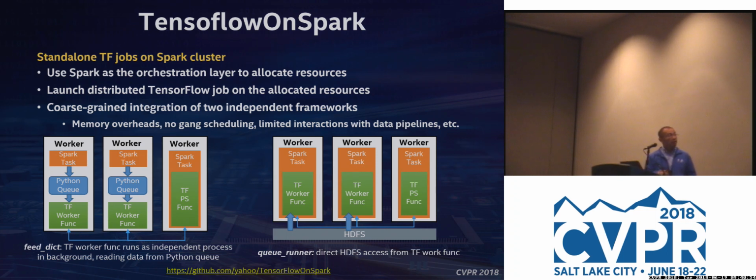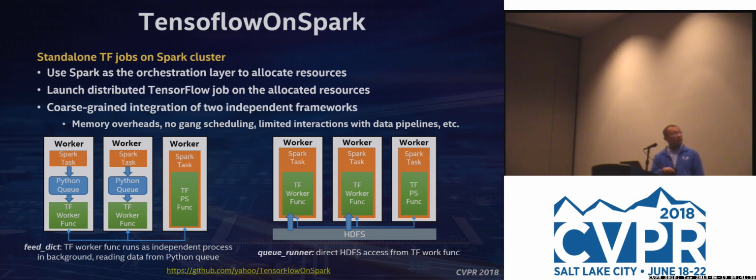As the figure here shows, there are two modes. One actually uses feed_dict to feed the data into the TensorFlow job. The other one uses queue runner, which allows the TensorFlow worker to directly read data from HDFS. So let's look at the first one, feed_dict. As I mentioned, you have many different workers in a Spark cluster. Each worker runs a Spark task. The Spark task will first launch the TensorFlow processes. Some are workers in TensorFlow, some are PS tasks in TensorFlow.